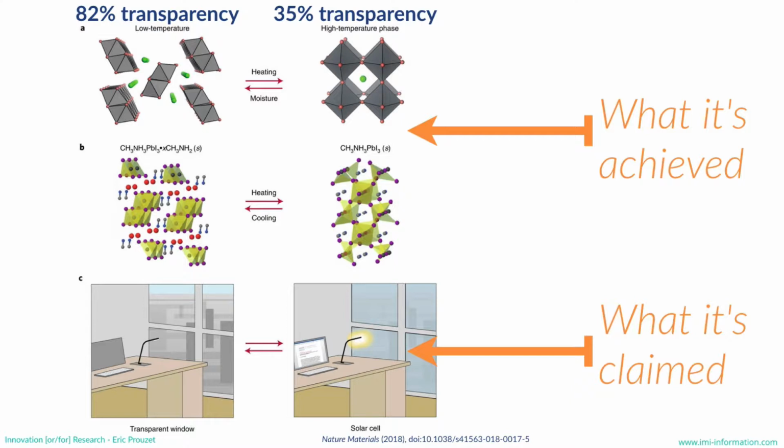So this is what is achieved. This is the invention. This is a discovery. This is real science. The innovation being claimed, they show the picture of a window, initially transparent, that you can switch into a solar cell. When we look at that and question if this invention, this discovery, this result is a real innovation, we can use the concept of function.